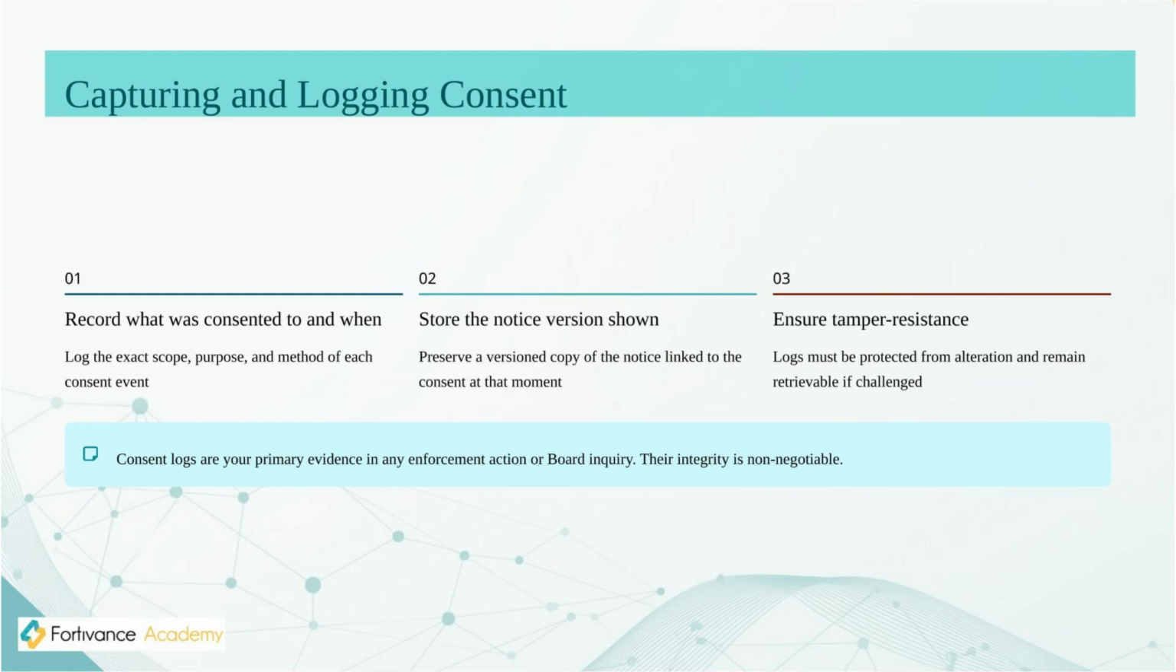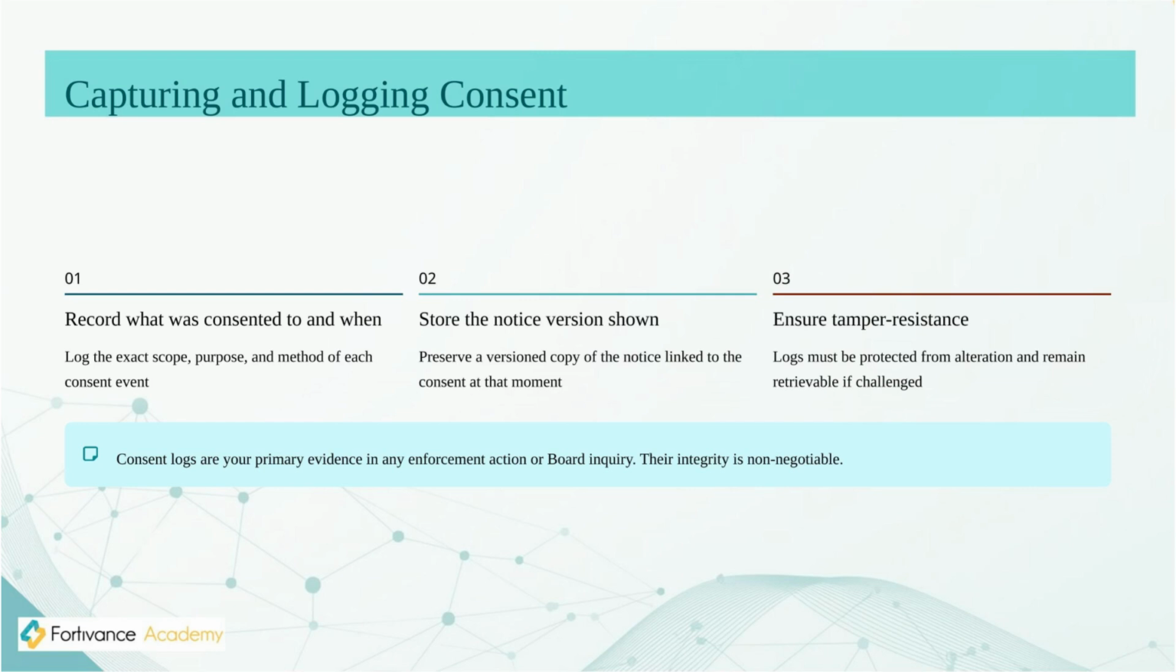When you capture consent, you should record the key facts around it. What did the person consent to? Which specific purposes? When did they consent? What version of the notice were they shown at the time? Think of it like a receipt. When you buy something, the receipt proves the transaction happened, what you bought, when, and at what price. Your consent log is the receipt for the agreement.